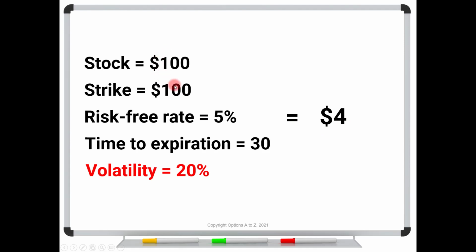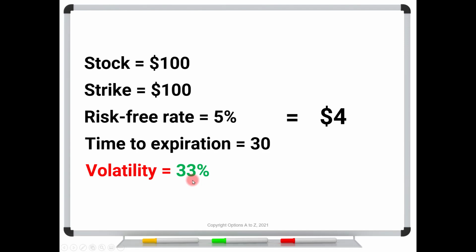So again, we can't change any of these factors in black, but if we keep trying some different numbers here, we would eventually find that if we change volatility from 20% to 33, we would in fact get an option price of 4. And this number right here, this volatility of 33%, would be called the implied volatility.